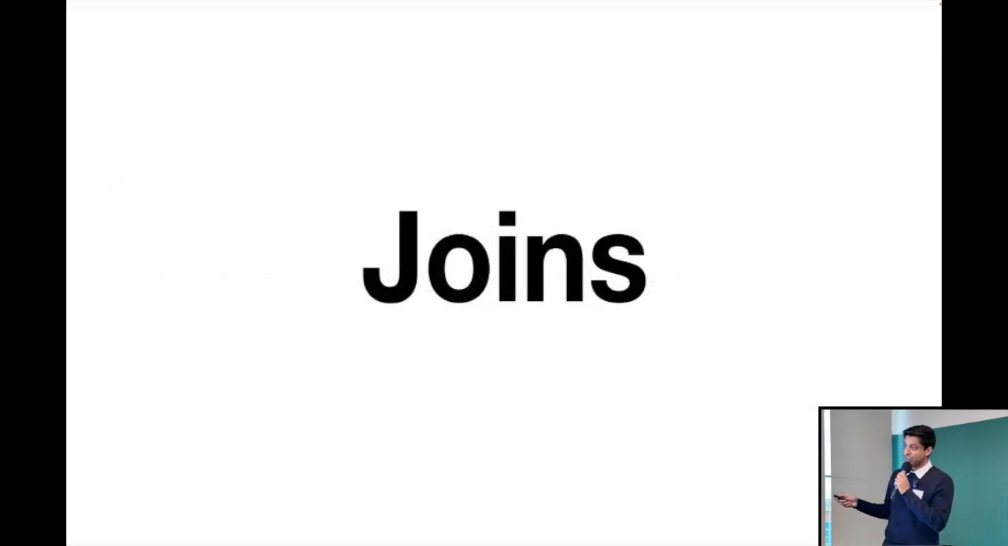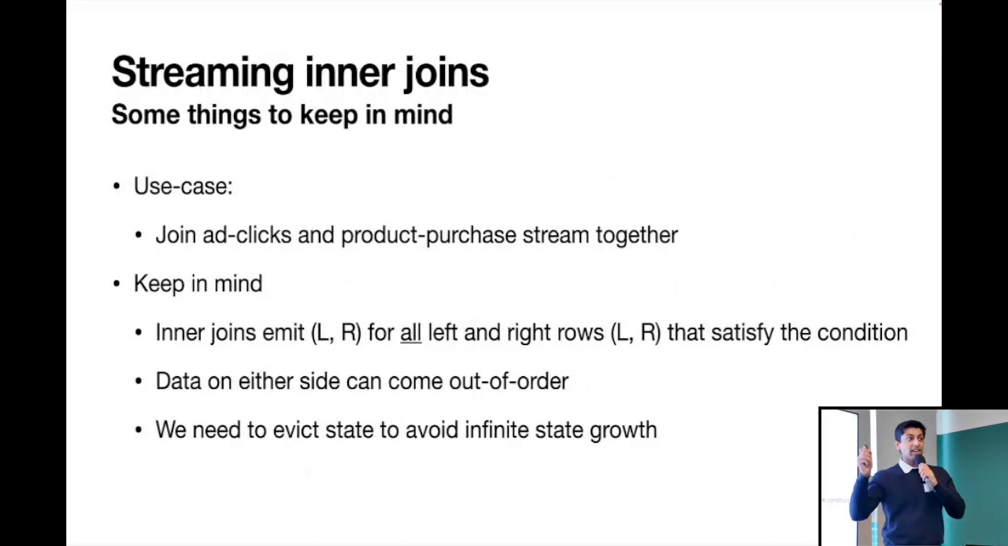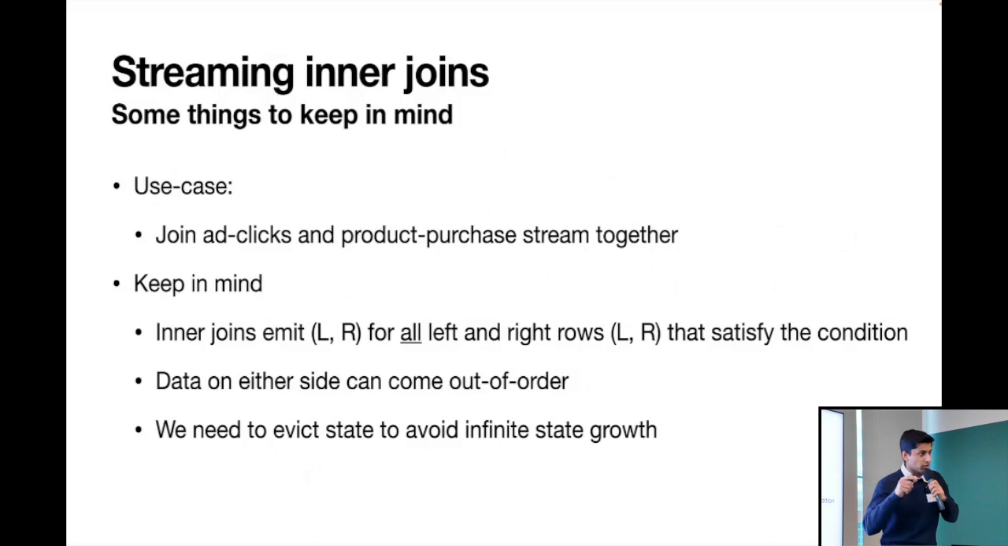Things are heating up. Okay, a very common use case is to join ad clicks and product purchases together. So you're scrolling Facebook, you click on an ad, you get sent to someone's website, you scroll a bit, and you purchase something, and Facebook is interested in telling their advertisers what percentage of ad clicks resulted in somebody buying it, or how long it took between clicking and purchasing it. Very common. Keep in mind that this is a SQL inner join, so you emit all left and right records that satisfy the criteria. A single left might join with many things on the right.